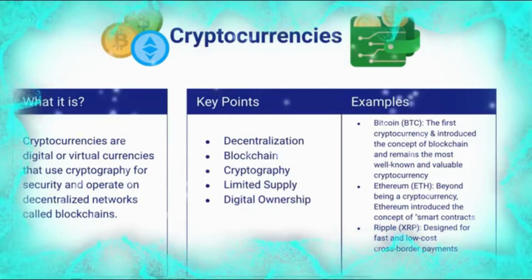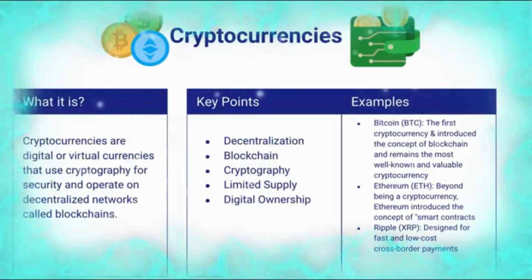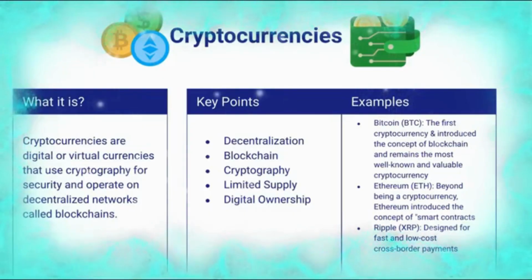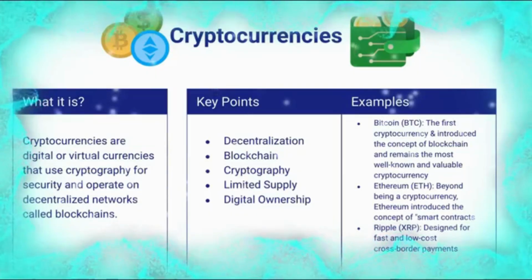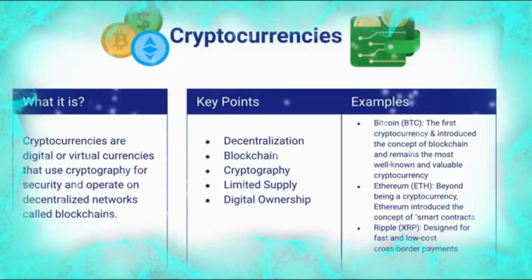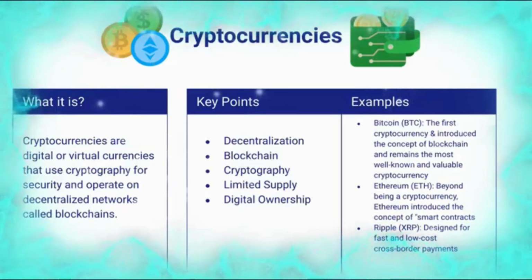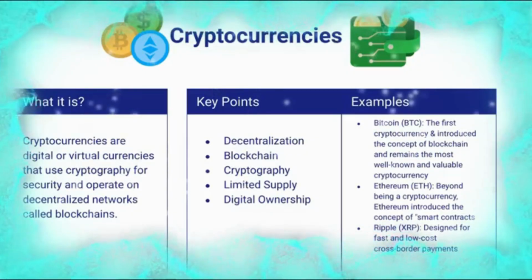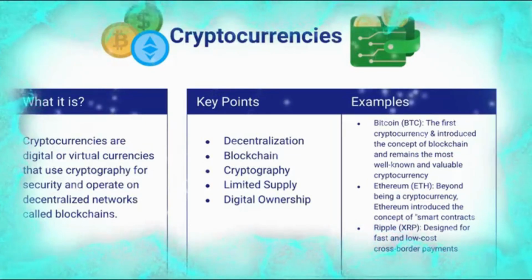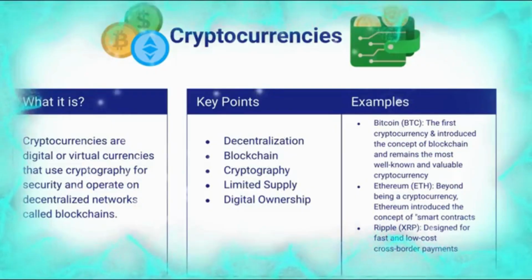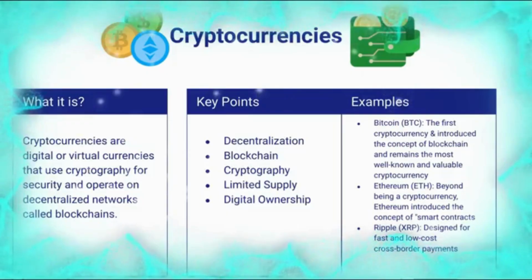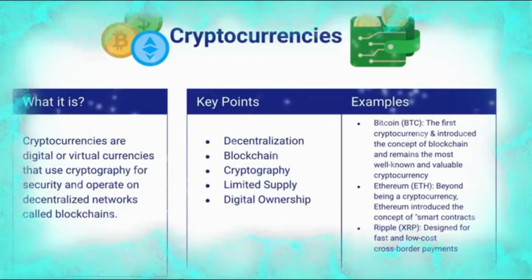Examples of cryptocurrencies are Bitcoin, the first cryptocurrency, created by an individual or group under the pseudonym Satoshi Nakamoto. It introduced the concept of blockchain and remains the most well-known and valuable cryptocurrency. Ethereum. Beyond being a cryptocurrency, Ethereum introduced the concept of smart contracts, which are self-executing contracts with the terms of agreement directly written into the code. Ripple. Designed for fast and low-cost cross-border payments, Ripple focuses on facilitating real-time, secure, and cost-efficient global transactions.